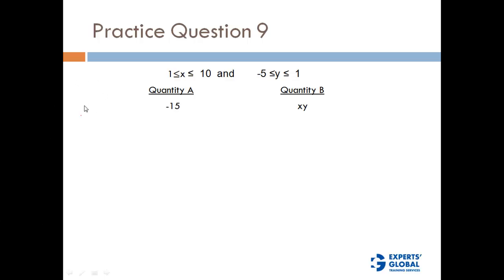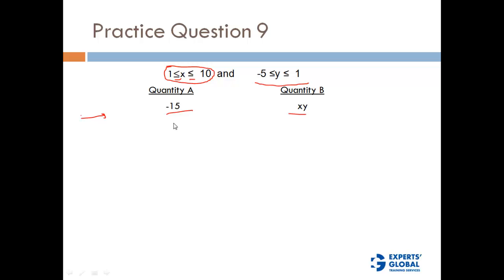Okay, so now what we have is two things. X lies between 1 and 10, inclusive of both values, because we have 1 less than or equal to x, x less than or equal to 10. So we have x falling between 1 and 10 inclusive of both values, y falling between minus 1 and 5 inclusive of both values, right? And we are asked to compare minus 15 and xy.